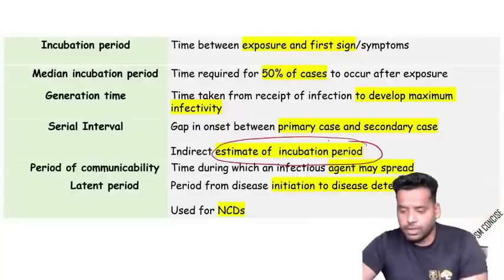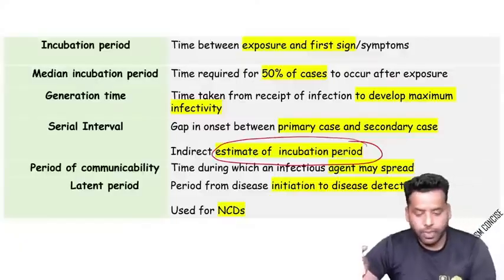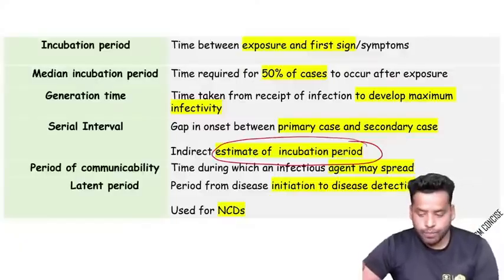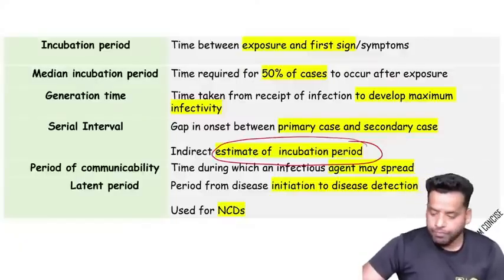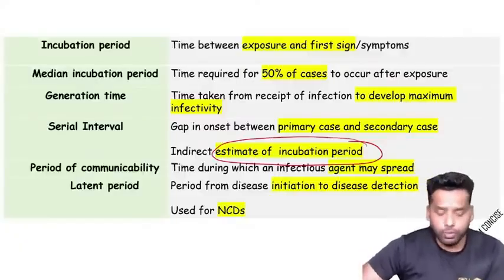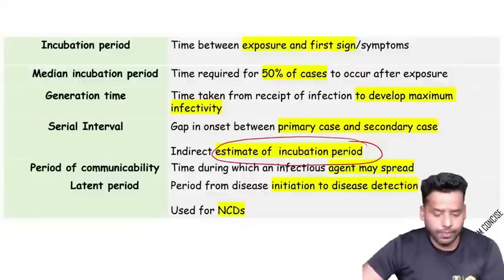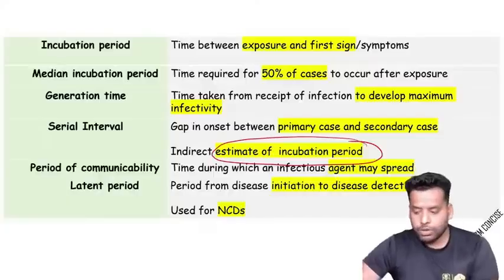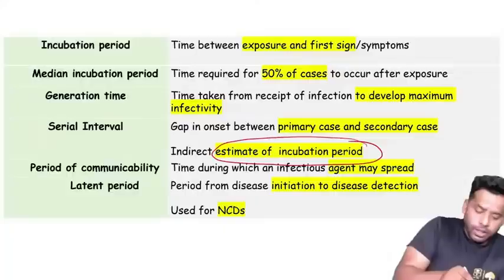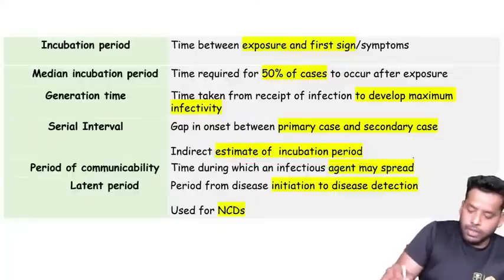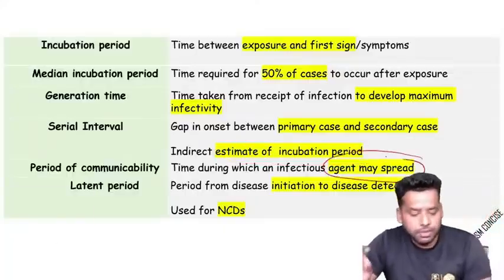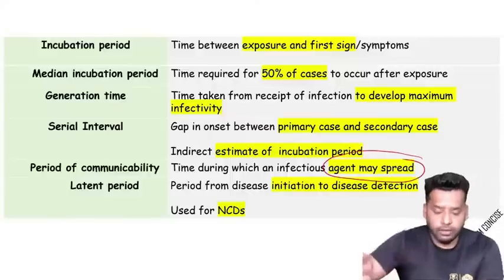True or false? Average of serial interval is an indirect estimate of incubation period. True or false? True statement. Very good. True statement. Yes. Period of communicability means the time during which the agent will spread.